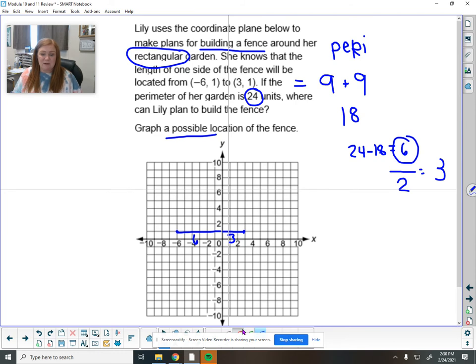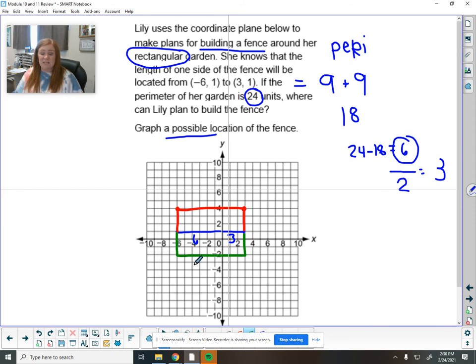So we could either go up 3, 1, 2, 3, and we could put it here, and 1, 2, 3 here. And my rectangle could look like that. So here's 9, 18, 21, 24. Or I could go down 1, 2, 3, and over, and then connect 1, 2, 3. So here I'd have 9, 18, 21, and 24.